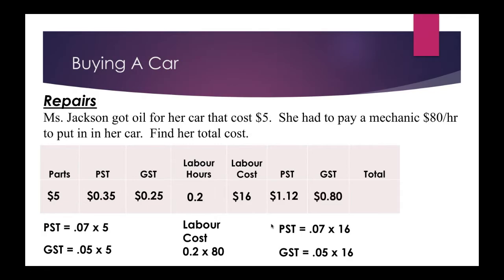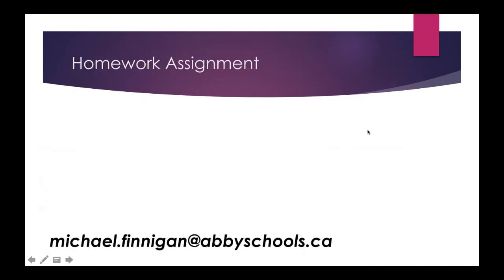You can watch this video over and over again. It'll be fantastic. And that's it. Add up all the numbers and you get $23.52. Now you don't add the 0.2. That just tells you how many hours it was. And that's it for today. You take your car to get fixed. You pay PST and GST on the parts. You pay PST and GST on the labor. And that's all I'm asking you to do today.